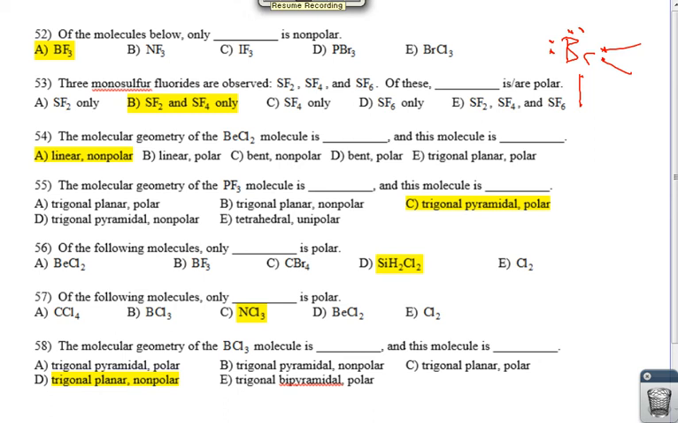Of these guys, which ones are polar? This one's not polar. SF6 would be octahedral.